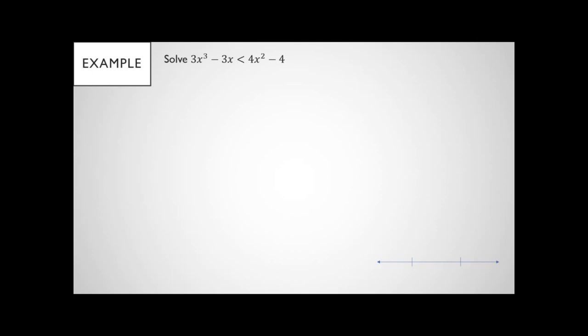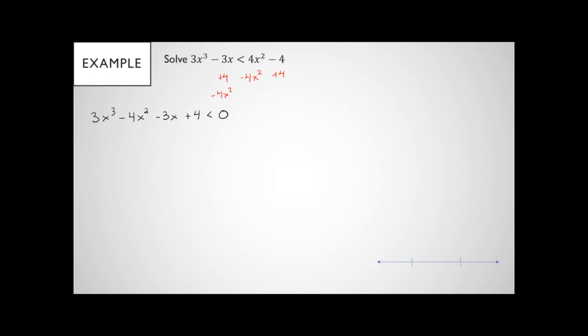So we need to get one side to 0. So I need to add 4 to both sides and also subtract the 4x squared from both sides. We need to get one side to be 0. And then I'm going to make sure I put these in order. My 3x cubed minus 4x squared minus 3x plus 4 is now less than 0.